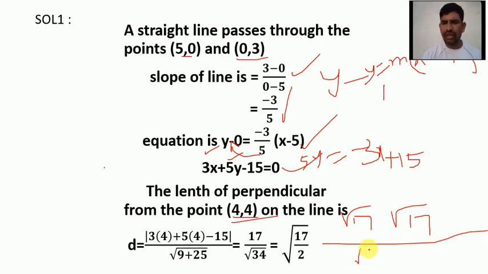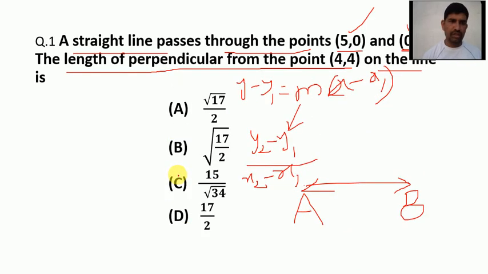So finally, root 2 into root 17. Yes, so these two get cancelled, students. So we got root 17 by root 2, which means under root of 17 by 2. So this is the solution to the question. The solution is Option B, that is our option.